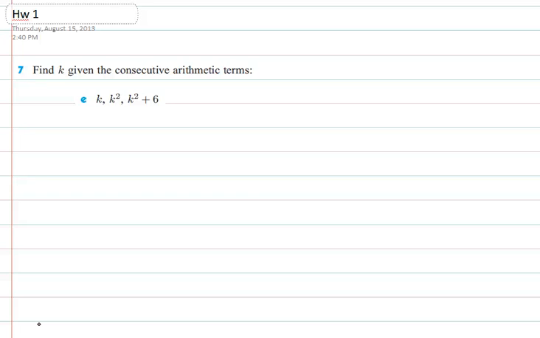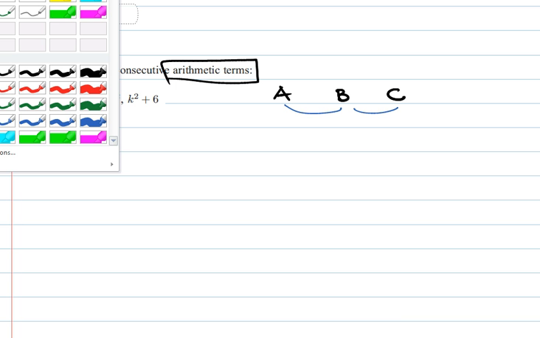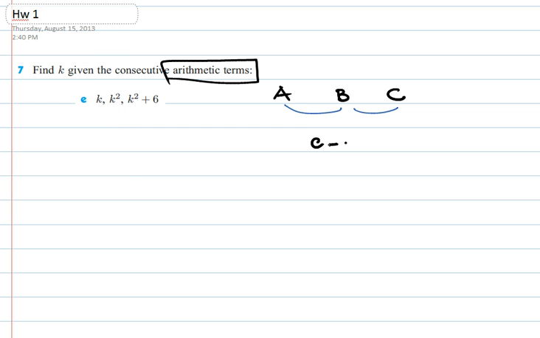A few of you have asked how to go about these questions. This is question 7 about arithmetic sequences. The key thing here is to remember that if any three numbers A, B, and C are in an arithmetic sequence, then there has to be a common difference between these terms. That is, the difference between C and B is the same as the difference between B and A.